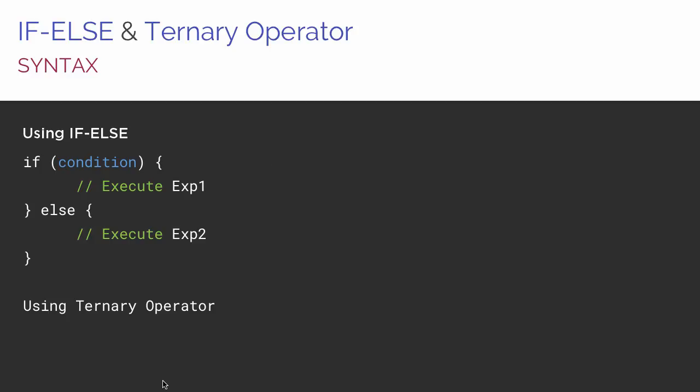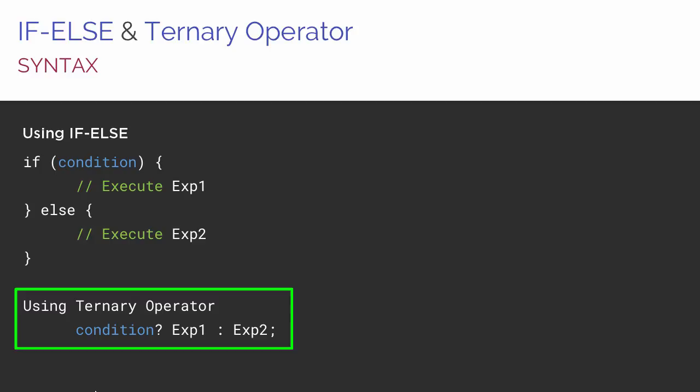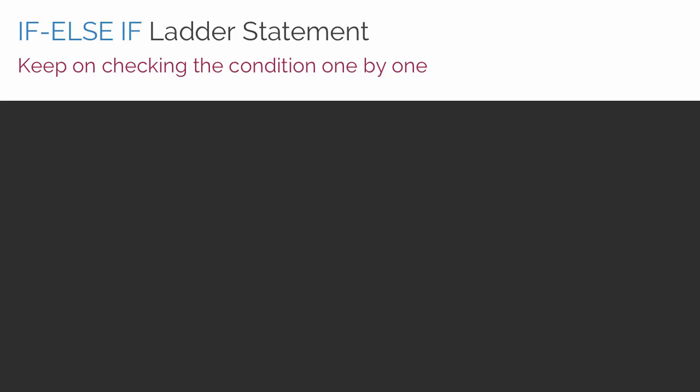In the case of the ternary operator, we have this syntax: condition, question mark, expression 1 and then expression 2. Now remember, this is the basic syntax of the ternary operator. In order to make your code complete, you need to assign this expression 1 and expression 2 to some variable on the left hand side. Otherwise, your code won't compile. So the if-else condition and the ternary operator in Java are closely related to each other, only the syntax is different. Proceeding forward, we saw the if-else-if ladder statement.